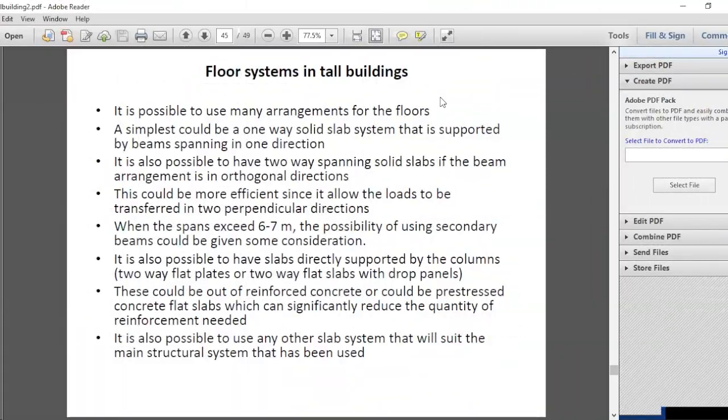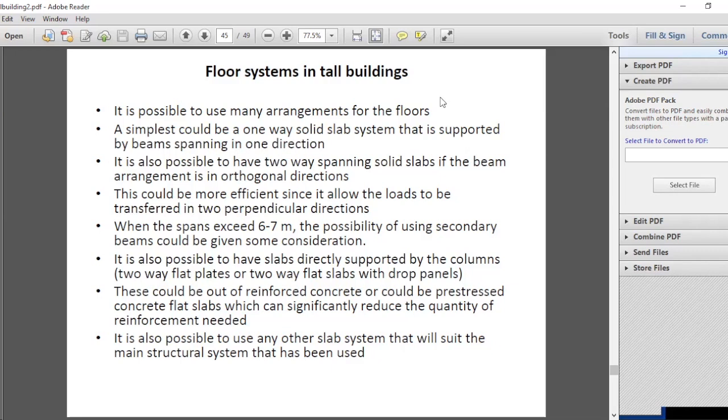So today we'll talk about the flow systems in tall buildings first. Whatever the structural form that we use, we need to have a floor at each level, and the simplest form of a floor is the normal solid slab.